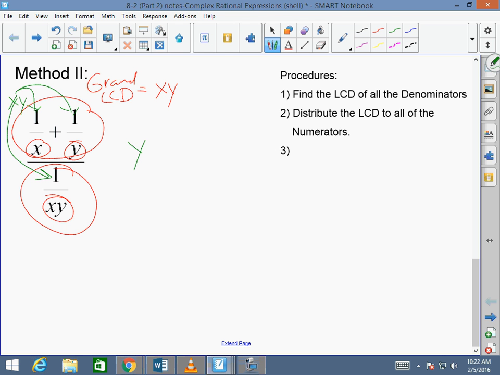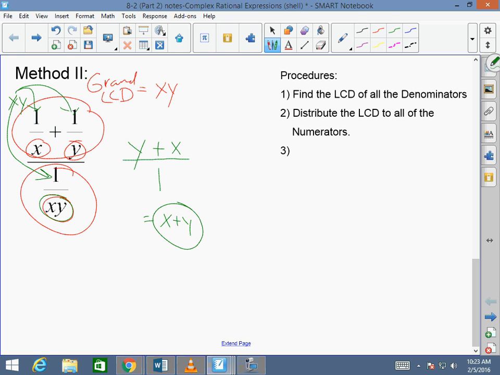xy times 1 over y leaves you with x. xy divided by xy, or xy times 1 over xy, leaves you with 1. And that equals x plus y. A lot less work in this particular situation. I cannot guarantee you that it's always going to be less work using method 2. 95% of the time, it will be less work.